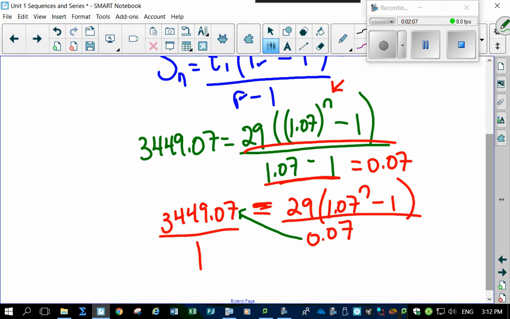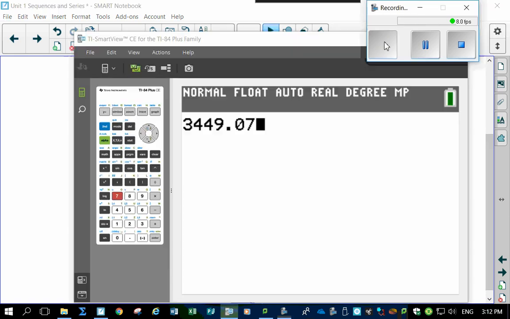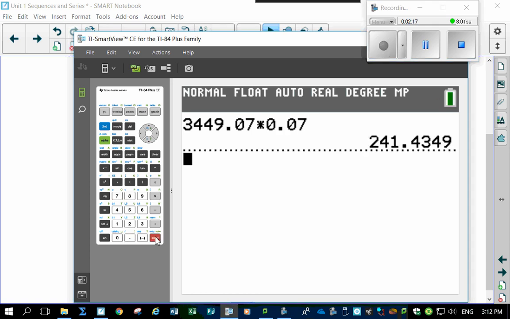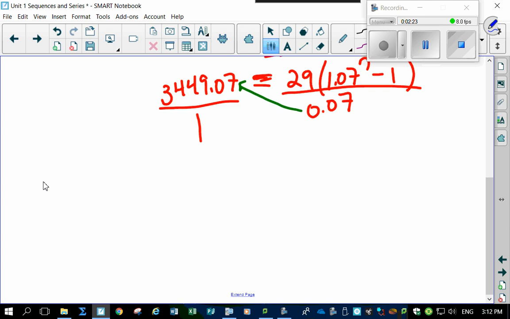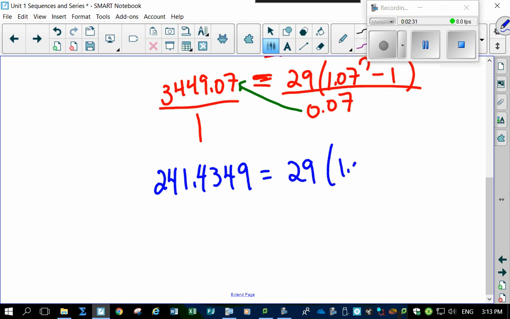0.07 times this. So let's bring up our calculator. So there's 3449.07. We're going to multiply this by 0.07, giving you a value of 241.4349. So 241.4349 equals this, 29 times 1.07 to the n minus 1.